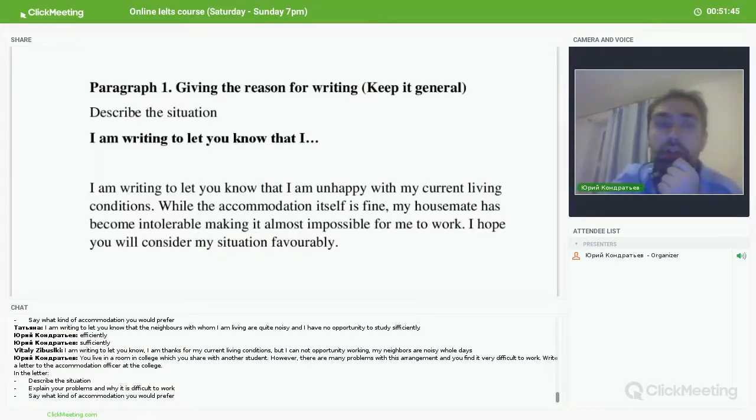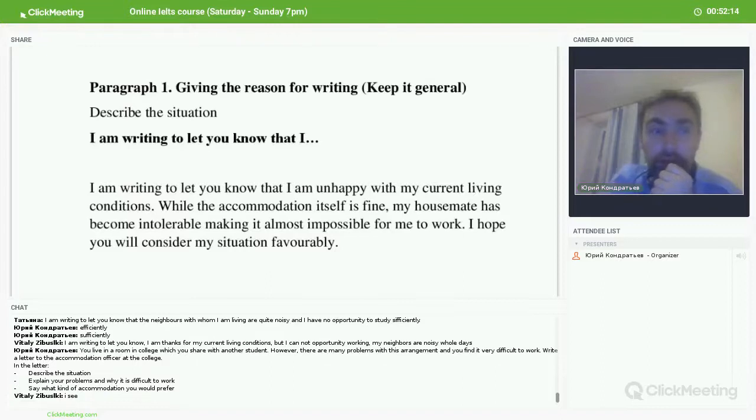If you say, I'm writing to let you know that I'm grateful for my current living conditions, it means you're writing to let the accommodations officer know that you are thankful for living conditions. But you're not writing for this. You're writing to complain about your living conditions. You can say that you are thankful for the living conditions, but not in the very beginning. In the very beginning, you should say that you are writing to complain about and not to thank. Okay, because it just changes the meaning.